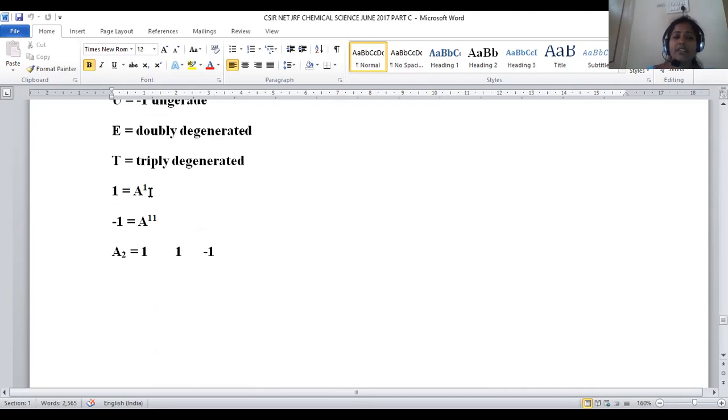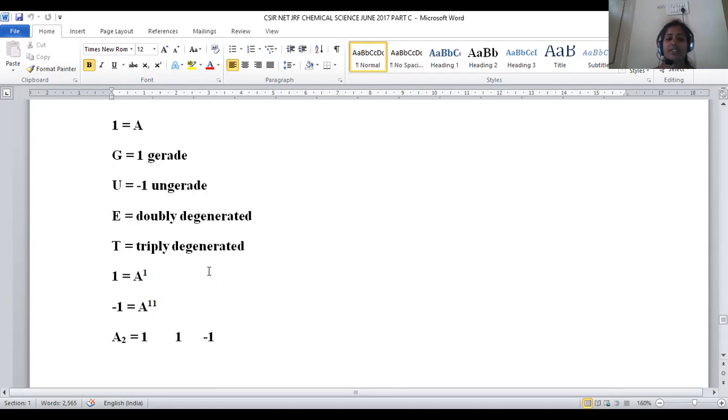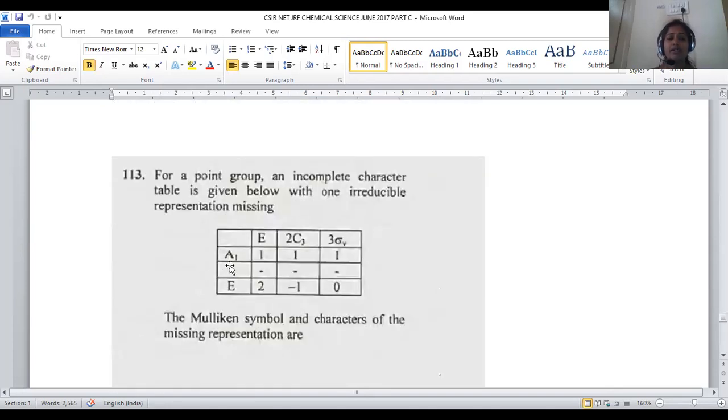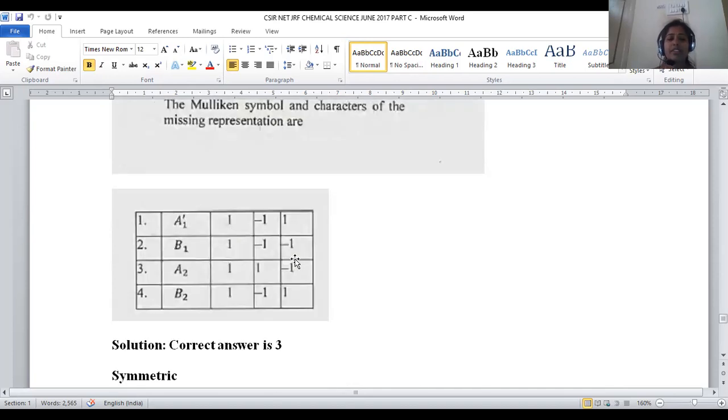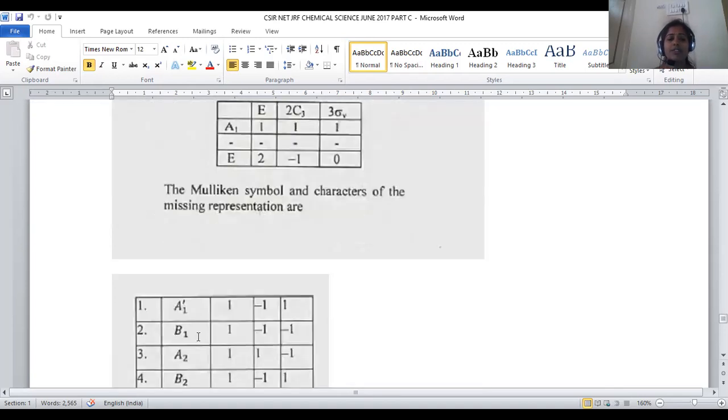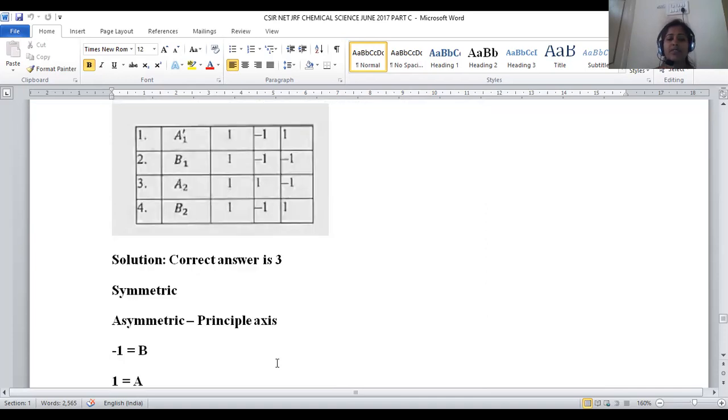So if +1 sign is given, that is denoted with A prime. If -1 sign is there, A double prime can be denoted. Then for the A2 value, the suitable arrangement will be 1, 1, -1. This is the only satisfying condition for this one, so that we can fill in here A2 with 1, 1, -1, right? So A2 with 1, 1, -1 can be taken. That is the suitable representation which is provided in option number 3. For question number 113, option number 3 will be the right answer, right?